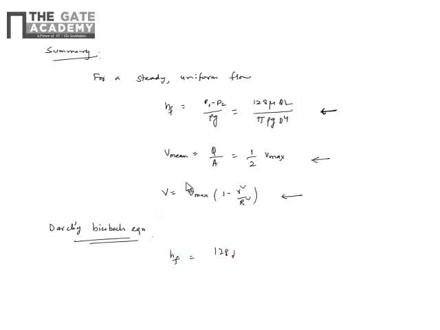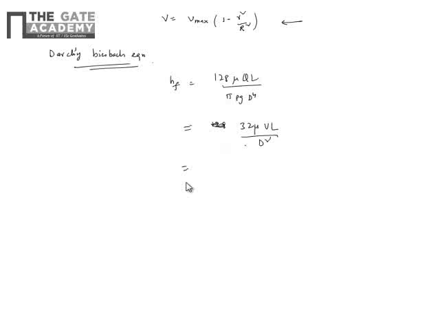HF is 128 mu QL by pi rho g d power 4. If I express this in terms of velocity, we have also written this in terms of velocity some time back, that was 32 mu V L by rho g d square. If you express Q again in mean velocity and area, you will get this. So now let's separate LV by g d. I'll get something like 32 mu by rho d, and I'm trying to express this in terms of a Reynolds number, which for a pipe is rho V d by mu.